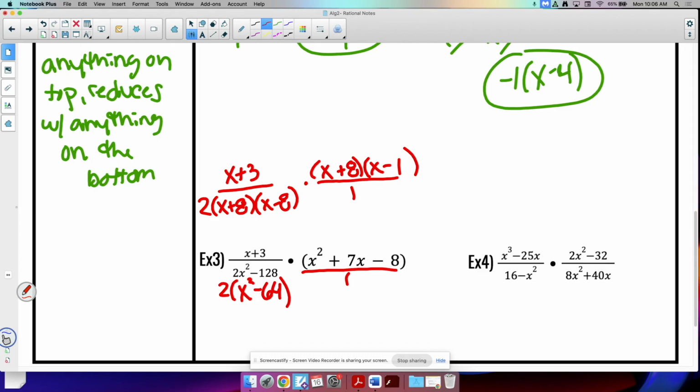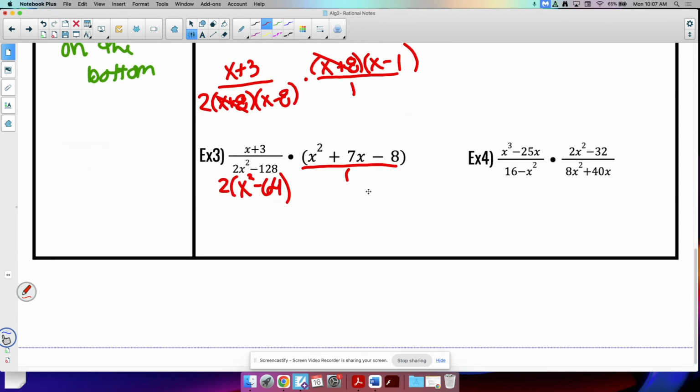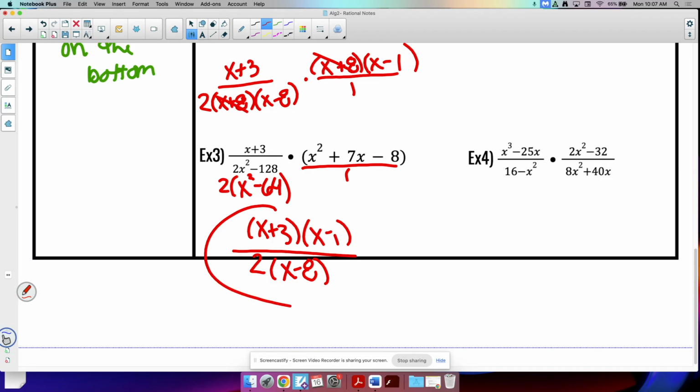Once you have it all factored, anything on top can reduce with anything on the bottom because fractions just multiply straight across. So what's something that can cancel? Do we have anything else that's the exact same? No. So once you have it factored, canceled, your final answer, you just write what's left over. So up top, we have an x plus 3 and an x minus 1. On the bottom, what's left over down there? Yeah, 2 and then the x minus 8. That 1 right there isn't doing anything.